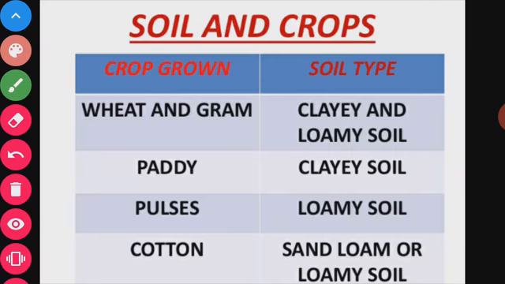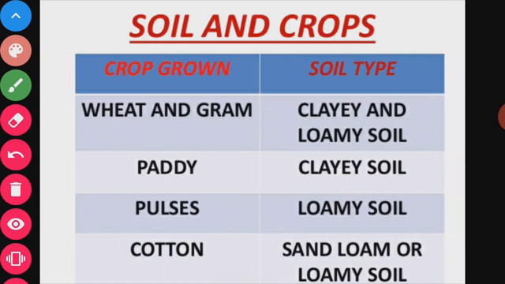Dear students, soil and crops. This is one more topic, soil for crops. Only that soil is considered good for cultivation which is fertile. What is fertile? Fertile soil means soil which has a sufficient amount of humus, sufficient nutrients and water retention capacity. That type of soil is known as fertile soil.